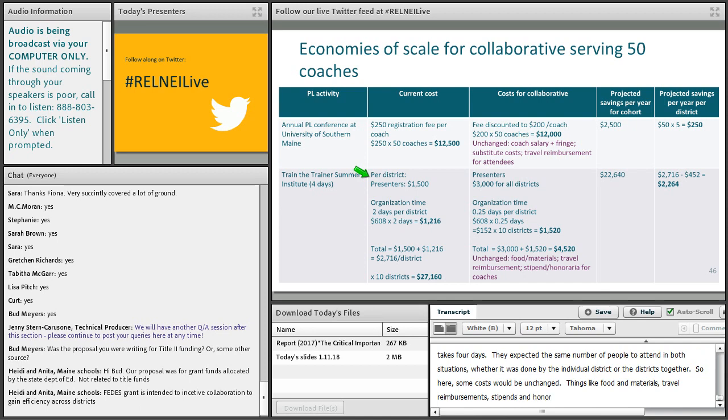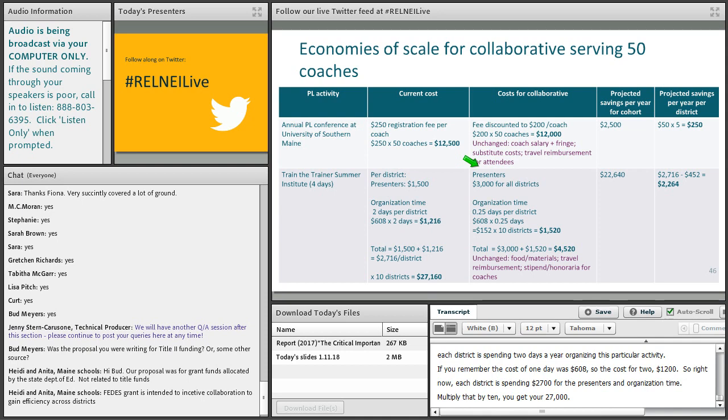The thing that would change was the cost per presenter, and right now districts are paying $1,500 each for the presenters, and each district is spending 2 days a year organizing this particular activity. If you remember, the cost of 1 day was $608, so the cost for 2 is $1,200. So right now, each district is spending $2,700 for the presenters and organization time. Multiply that by 10, you get your $27,000.